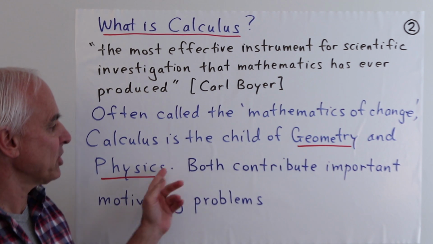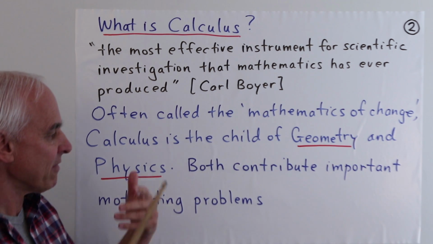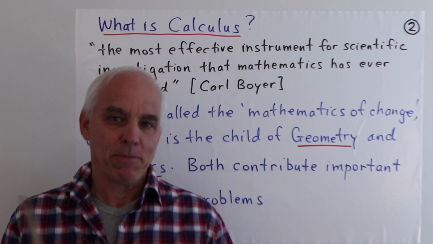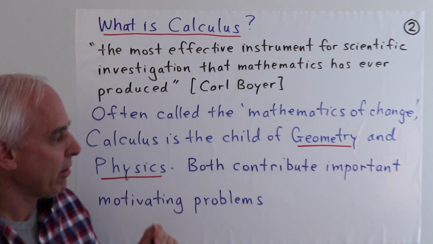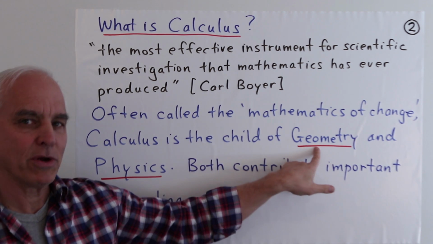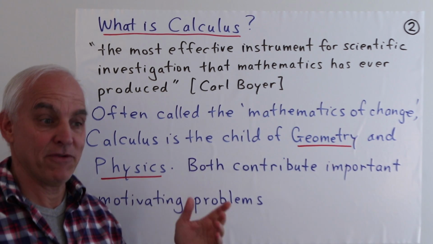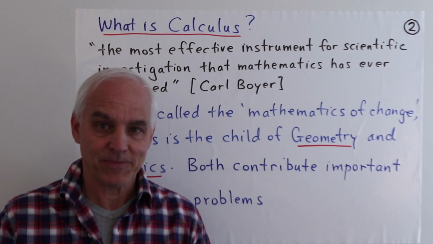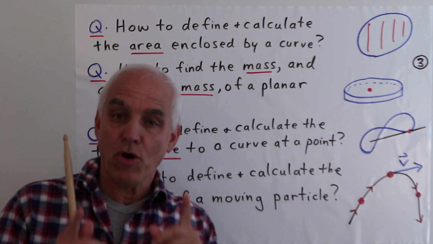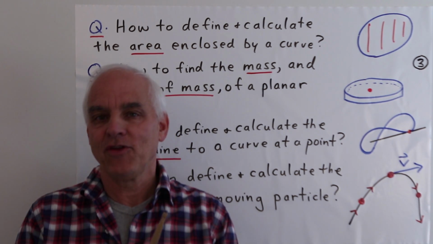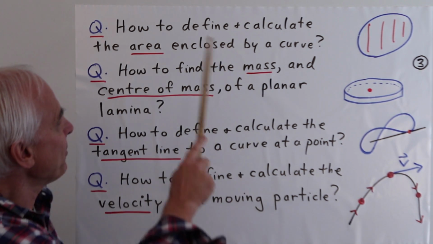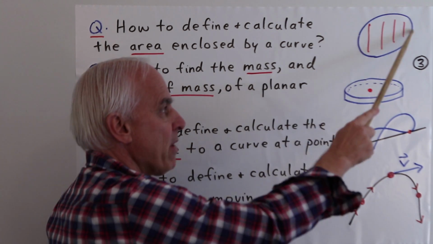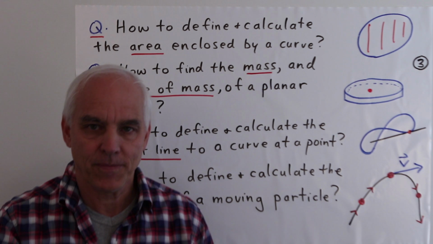So both of these subjects combine to give important motivating problems to calculus. But because we're mathematicians, probably we're going to be oriented a little bit more towards the geometry than the physics, even though we're going to be very interested in the physical applications of calculus. An important motivating problem of the calculus that comes from geometry is this one. How do you define and calculate the area enclosed by a curve?